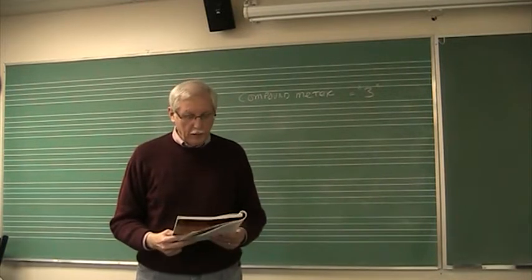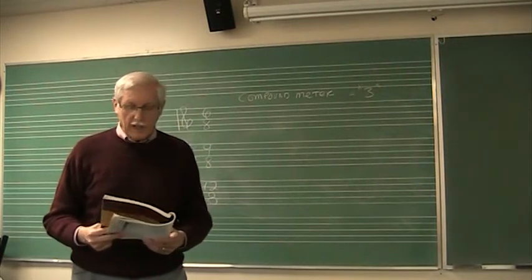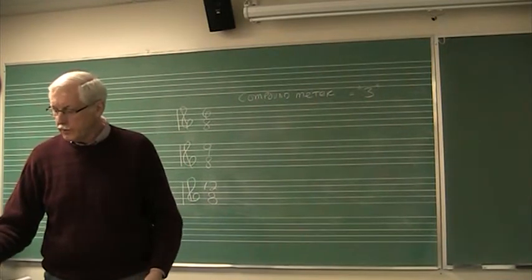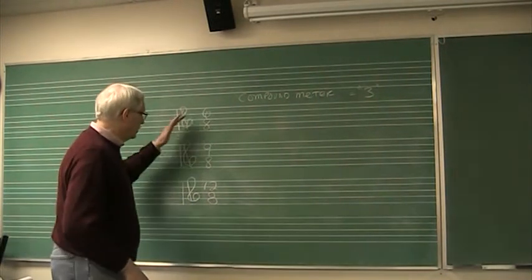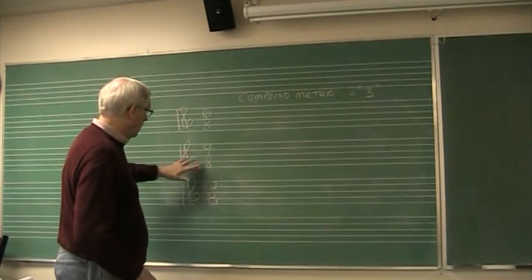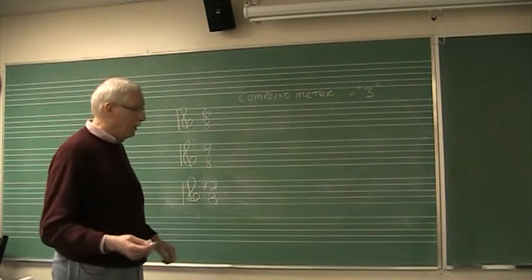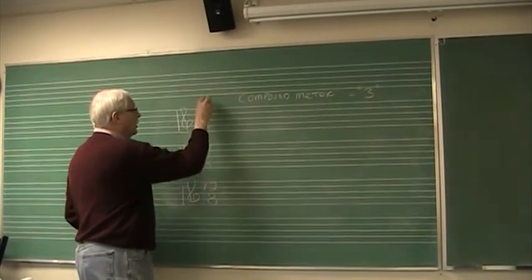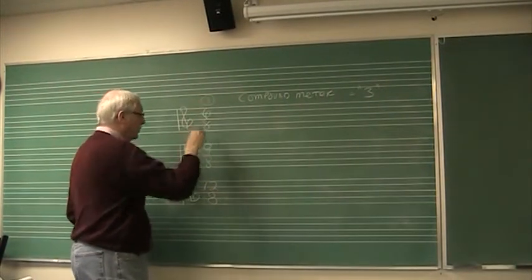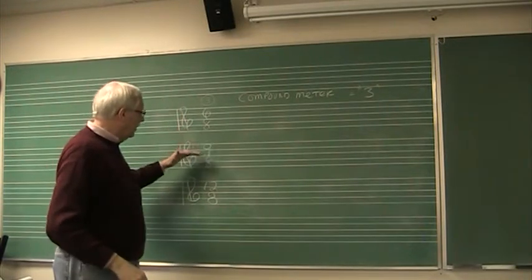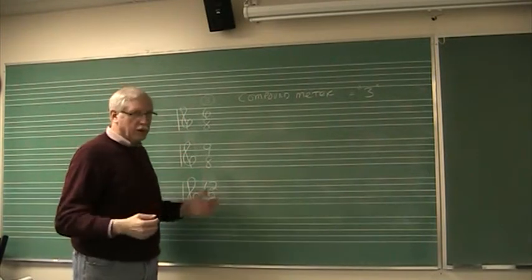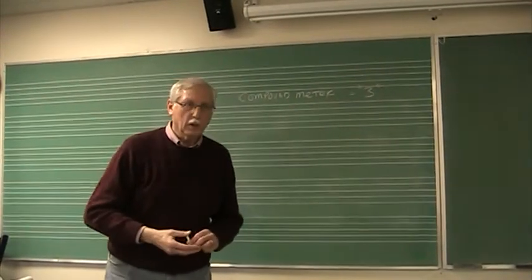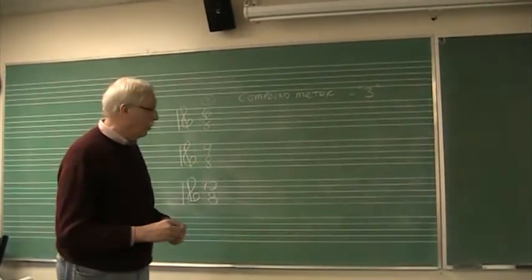Compound meters have meter signatures with a 6, 9, or 12 in the upper numbers. We see 6-8, 9-8, 12-8. We will begin with these. Each of these numbers is divisible by 3. And again, the principle for figuring out how many beats in a measure, and what note gets one count, is the same as a simple meter.